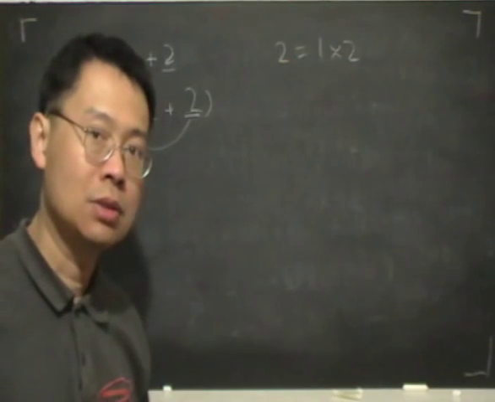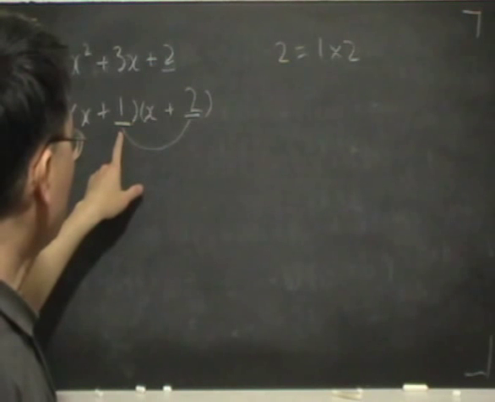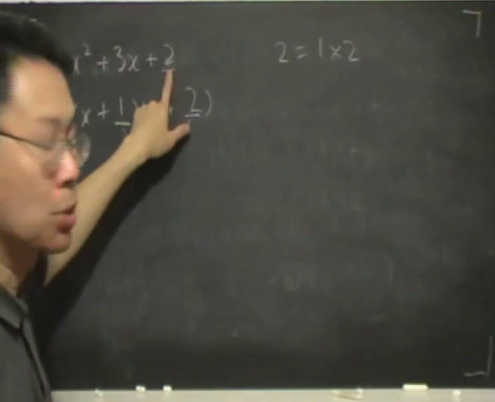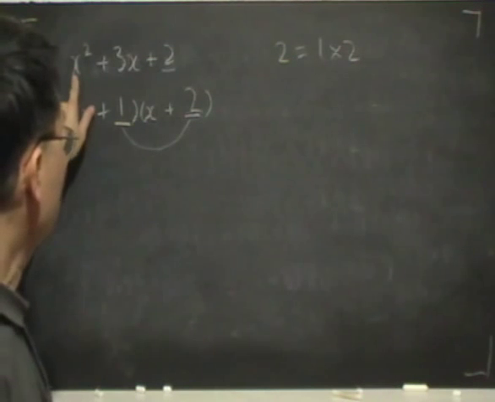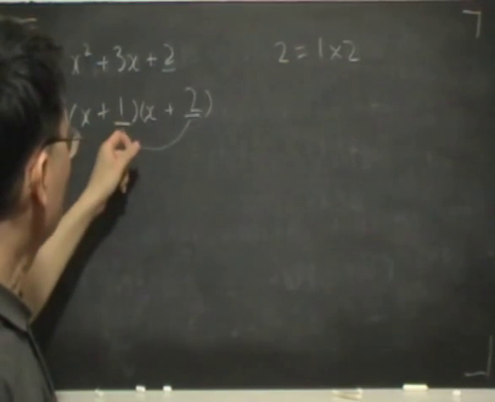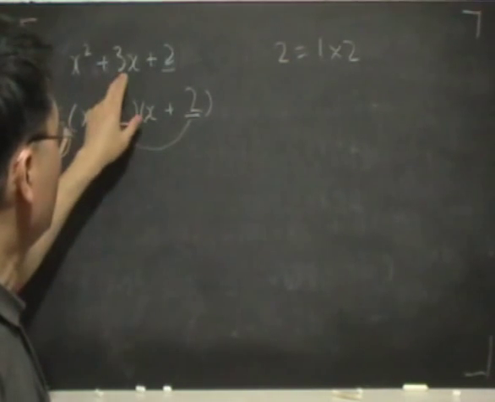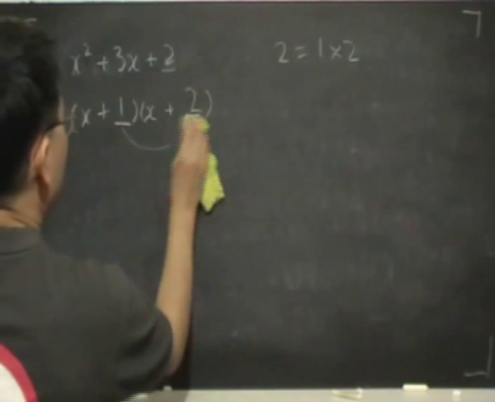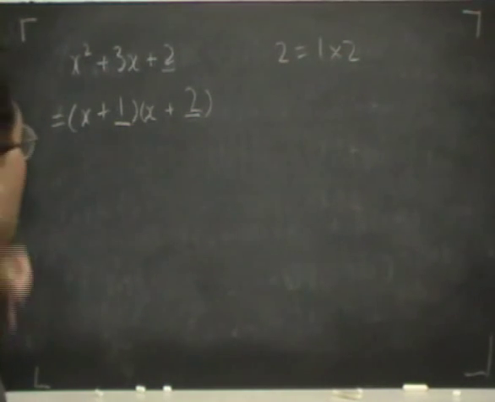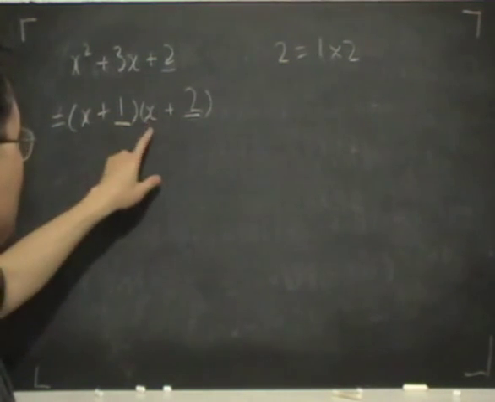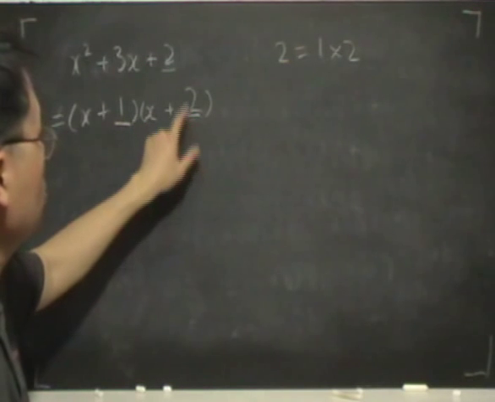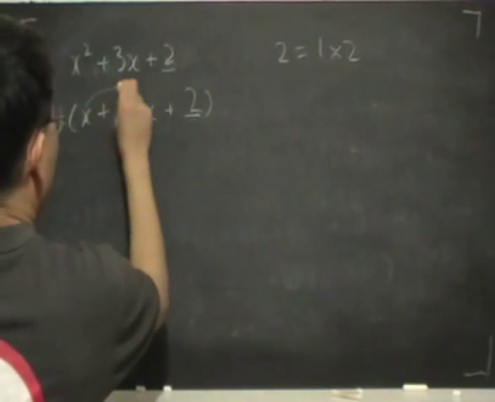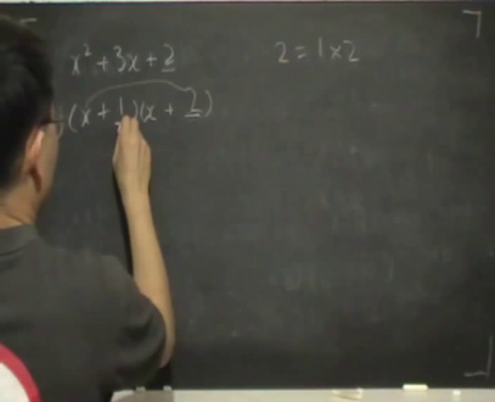But it doesn't mean that this is definitely the answer. We still need to check that we can get the 3x, because we know that 1 times 2 gives a 2 there, and we know that x times x gives the x squared. But we need to check that when we remove the brackets, we would really get the 3x. And the way to do it is, as I've said just now, when you take x times x, you get the x squared. When you take 1 times 2, you should get the 2. But how do we get the 3x? We get the 3x by taking x times the number, which can be like that, and or like that.